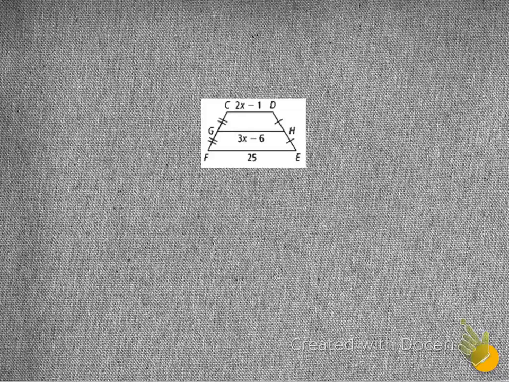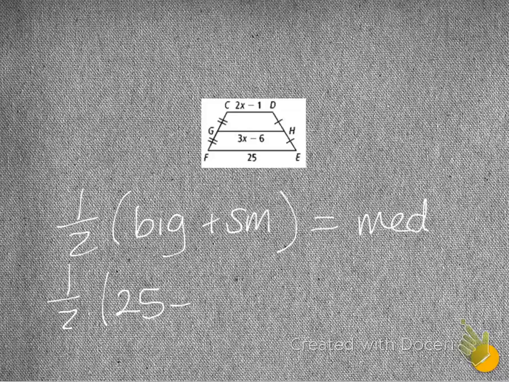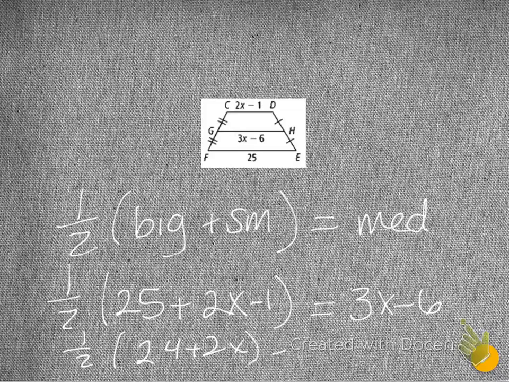Okay, I have a trapezoid. So for a trapezoid, we take half of our big length plus our smallest length and set it equal to our medium length. So I'm going to take half of 25 plus my small one, so 2x minus 1, and it should equal that middle one because it's like taking the average of it. So I'm going to simplify in here first. So I'm going to get 24 plus 2x equals 3x minus 6.